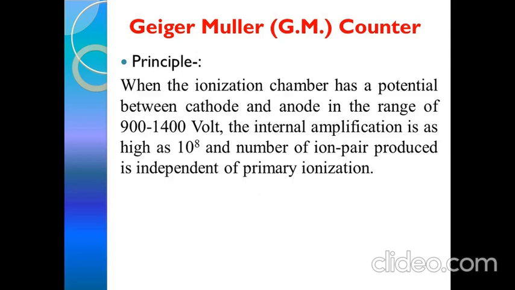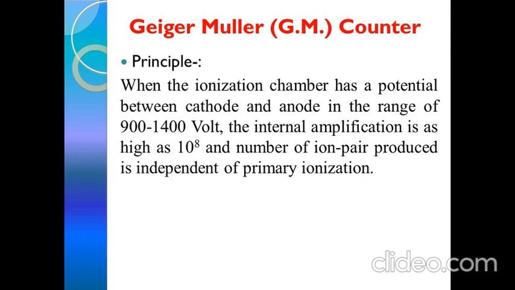When nuclear radiation alpha, beta, gamma passes through a gaseous medium, it ionizes the gas. It is known as ionization. It creates positively charged cation and negatively charged electron. Cation and electron together are known as ion pair.